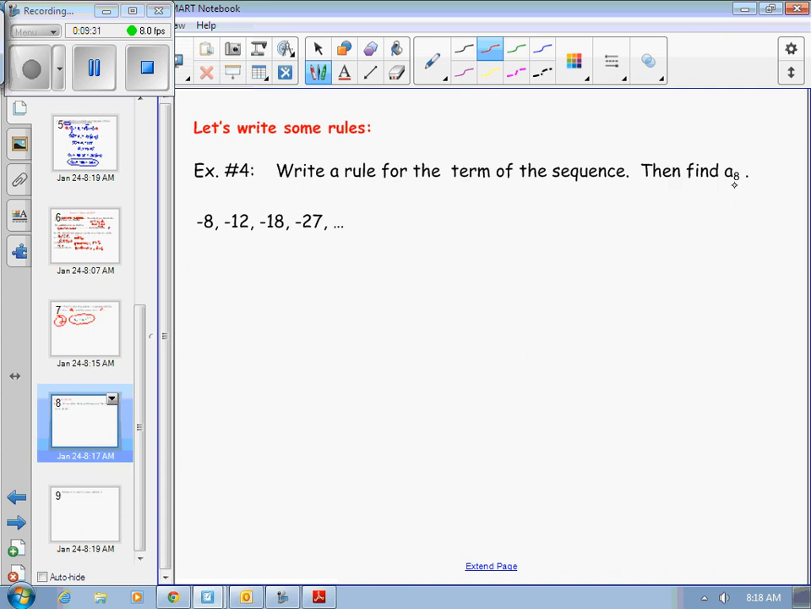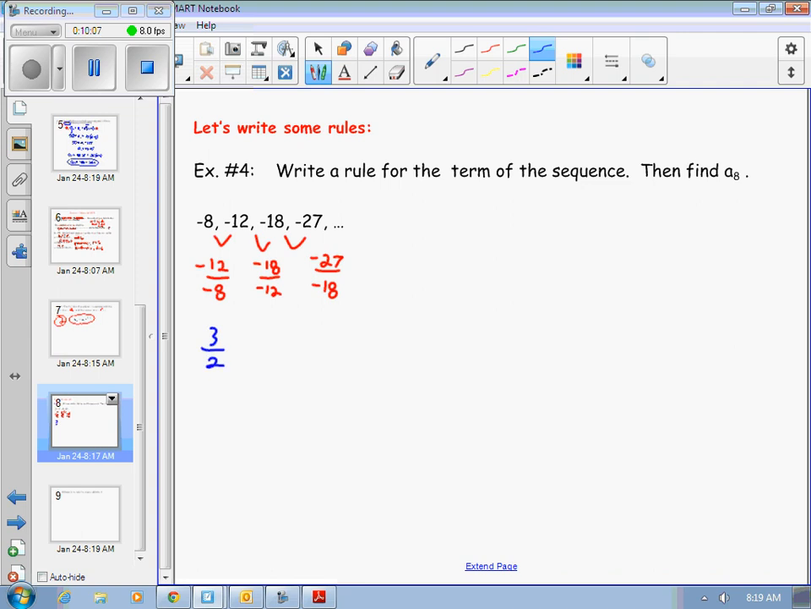So write a rule for the sequence, then find A8. What you need to do is first figure out what's the ratio, meaning what's it going up by each time. If that's at all a struggle for you to just visually see this, which I would understand, you can simply do -12 divided by -8 and -18 divided by -12 and just kind of see the ratio of the terms going forward. So the second term divided by the first term will give you something, third by second, fourth by third. So you can kind of wiggle your way around it, I guess.